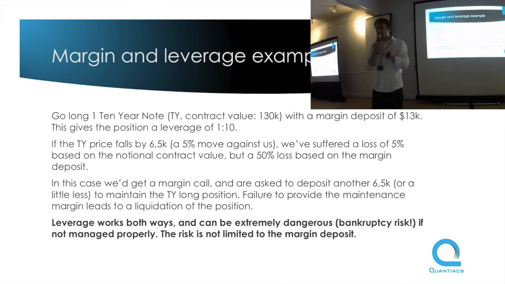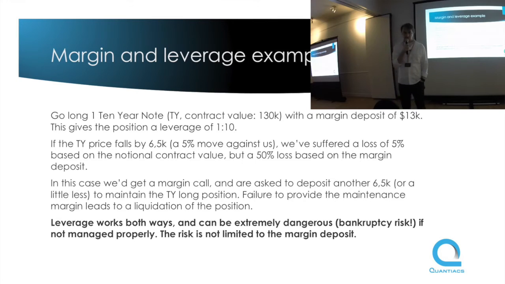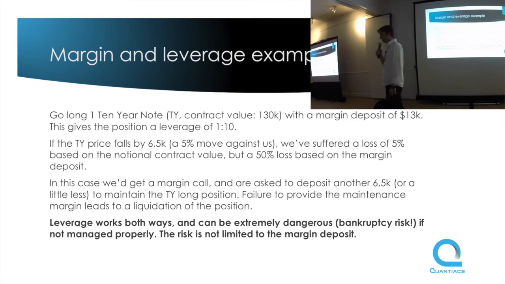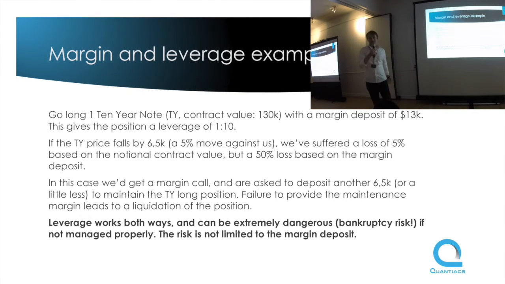Okay, here we have another example for margin and leverage. Let's assume we want to go long one 10-year note. The notional contract value of a 10-year note, this is the government bond, is 130K. Let's assume that the initial margin is 10%, so 13K. This gives the position a leverage of 1 to 10. I can actually trade a future and be exposed to a risk of 130K with just depositing 13K.